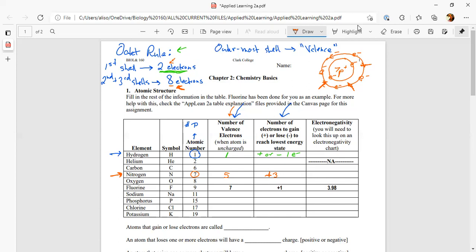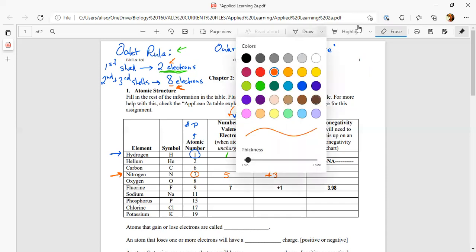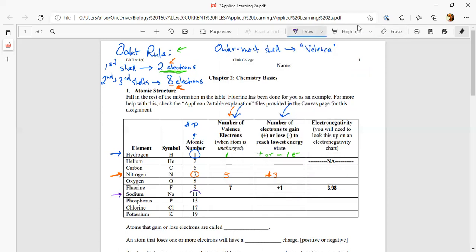Let's see what else we have. Let's do one more. Let's do sodium, to show you what another situation looks like. Let's just grab one final color. Let's go with purple. And let's take a look at sodium here. So here we have an atomic number of 11. That tells us that there are going to be 11 protons. In order to be uncharged, we need to also have 11 electrons. According to the octet rule, the first 2 will go into the first shell. And then we have 11 to deal with.